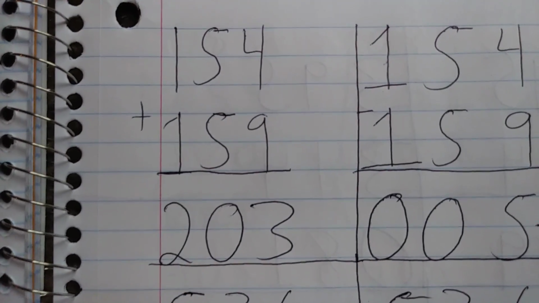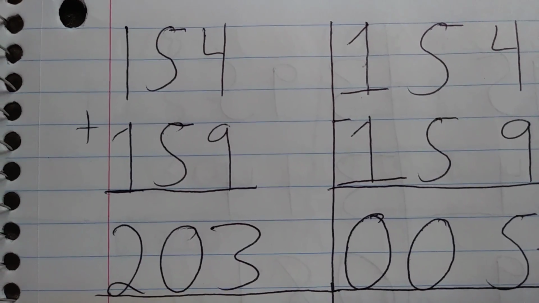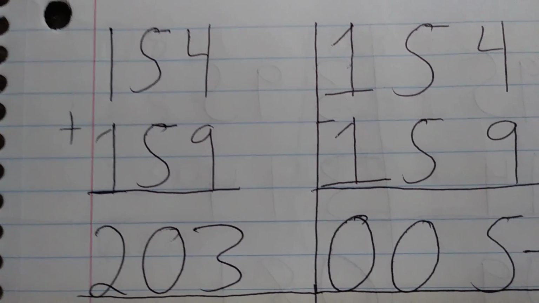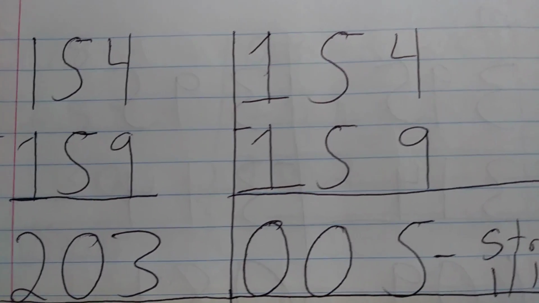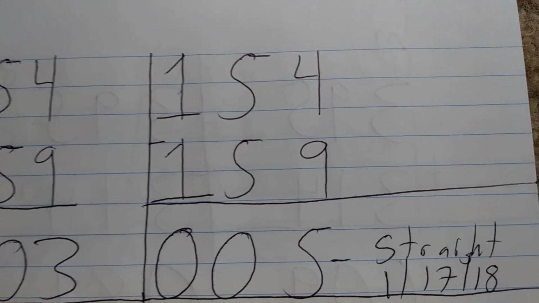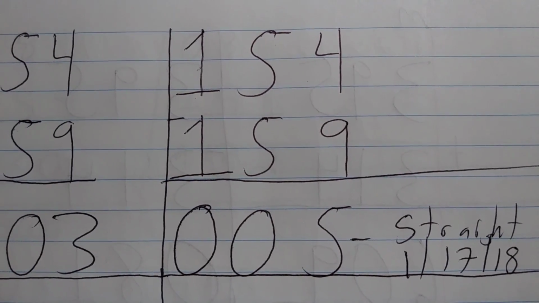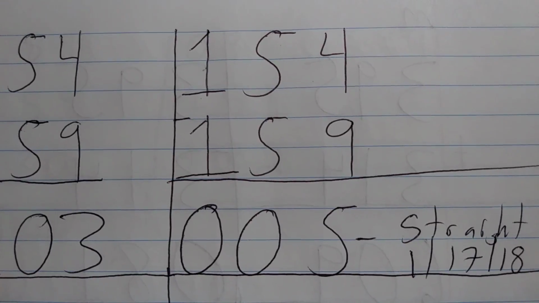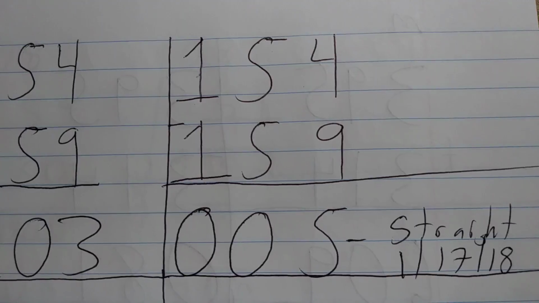You're going to also take that 154, which you got from over here. You're going to add 159, so 1 plus 1 is 2, 5 plus 5 is 0, and then 4 plus 9 is 13. Keep the 3. So 203 did not hit in the next 7 days. You're going to also subtract off the 159, so 1 minus 1 is 0, 5 minus 5 is 0, and then 14 minus 9 is 5. So that was a straight hit on January 17th.